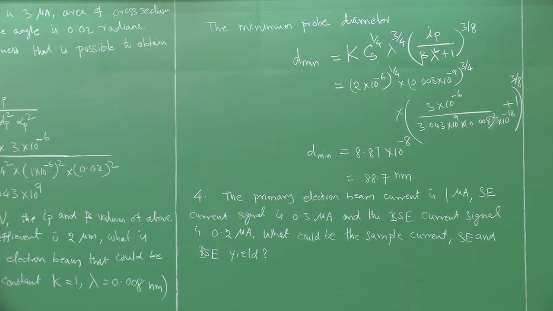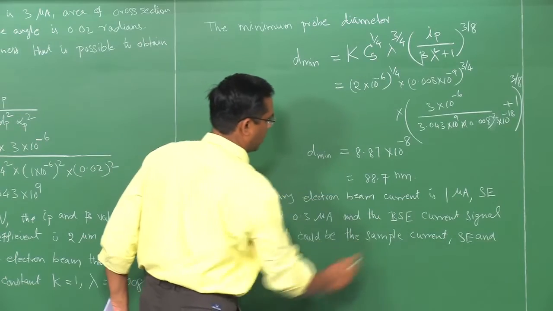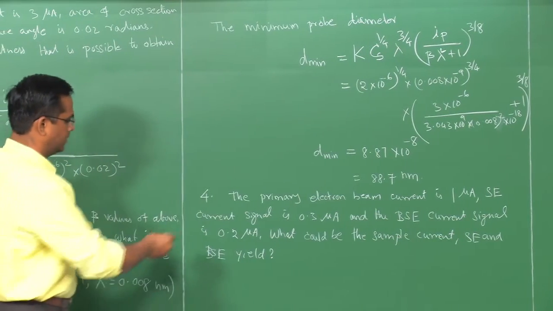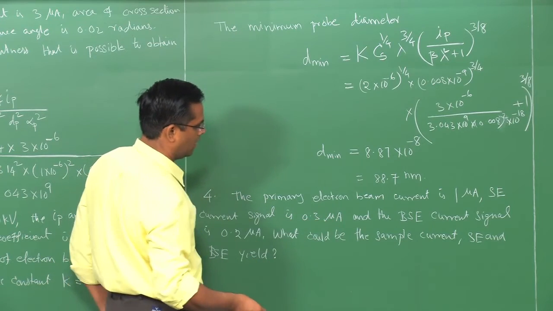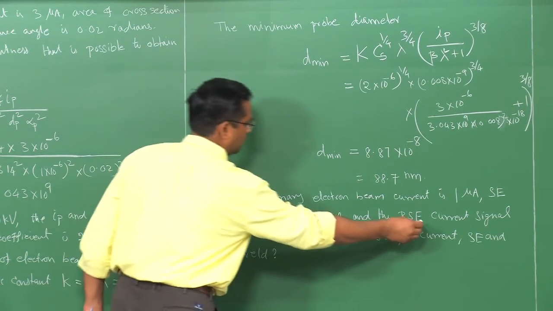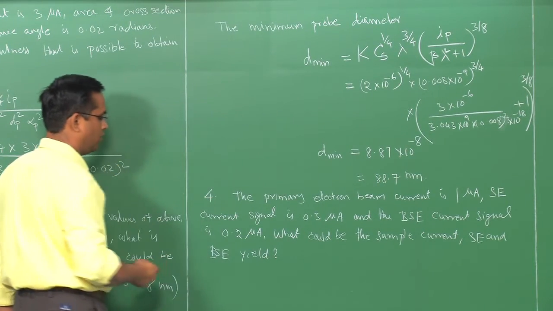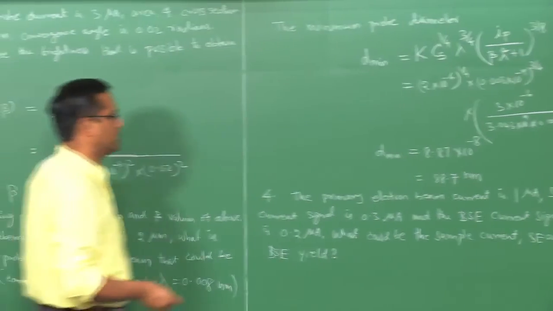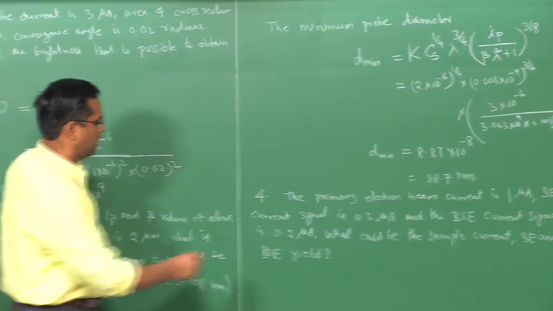Let me read the problem. The primary electron beam current is 1 microampere, the secondary electron current signal is 0.3 microampere, and the backscattered electron current signal is 0.2 microampere. What could be the sample current, and the secondary and backscattered electron yield?